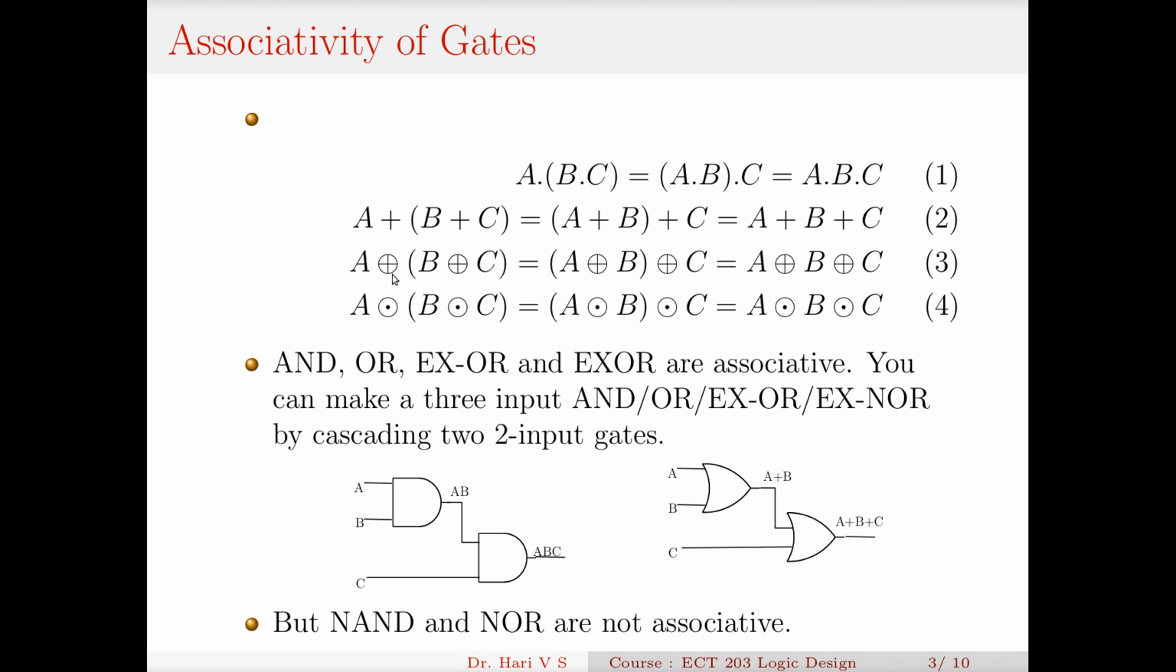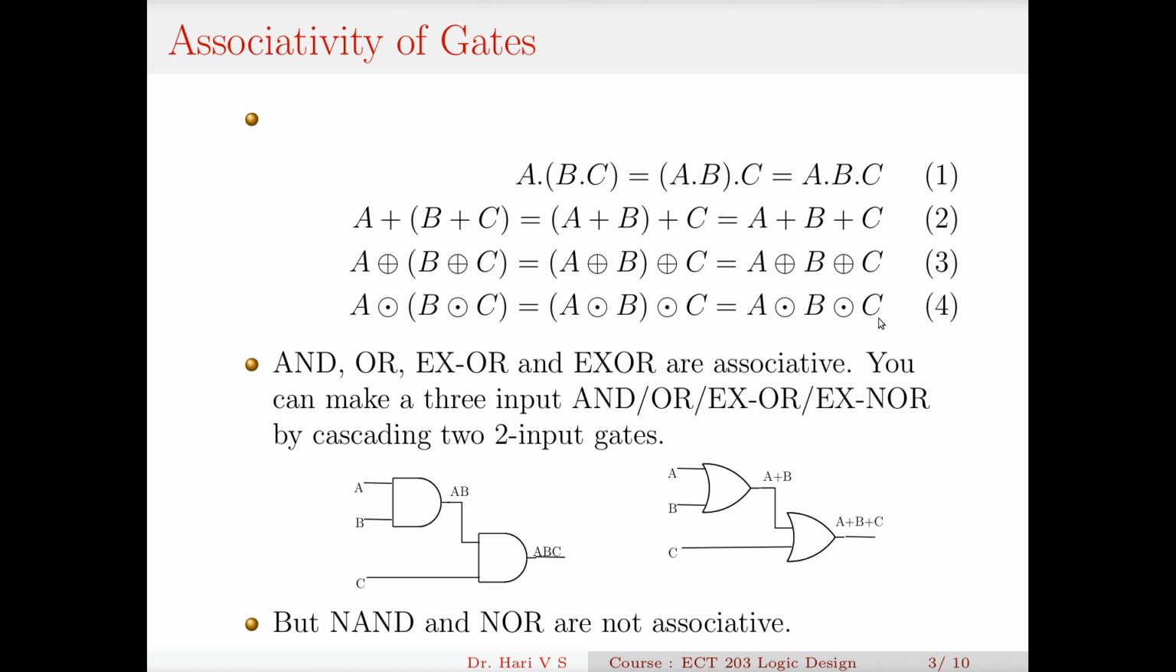Likewise, exclusive OR is also associative: (A XOR B) XOR C is equal to A XOR (B XOR C), that is equal to A XOR B XOR C. So I can make a 3-input XOR gate by cascading two-input XOR gates. Similarly, the XNOR function is also associative: (A XNOR B) XNOR C is equal to A XNOR (B XNOR C). So the AND, the OR, the exclusive OR and exclusive NOR gates are associative.